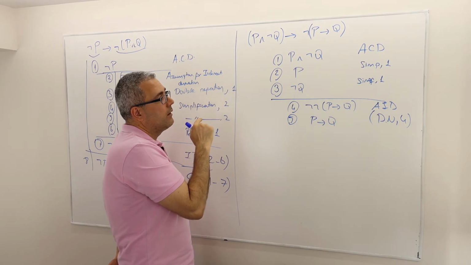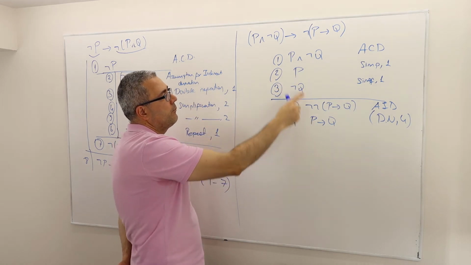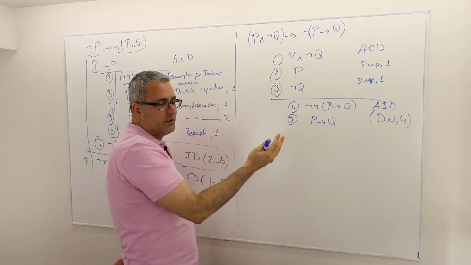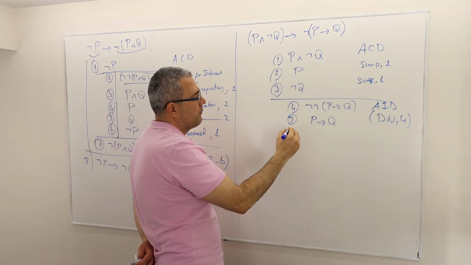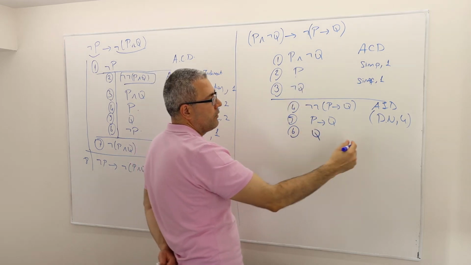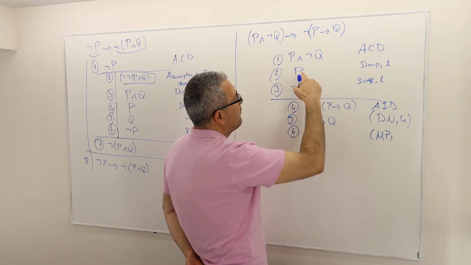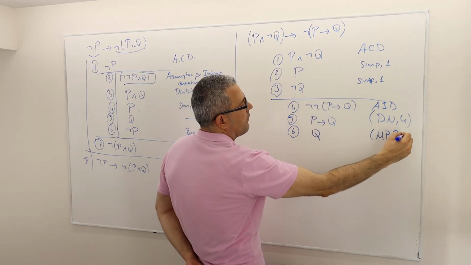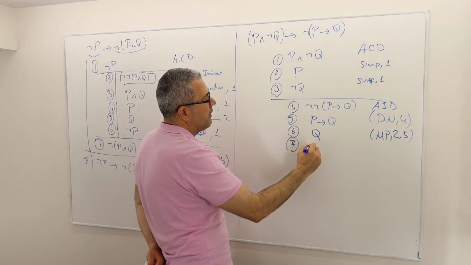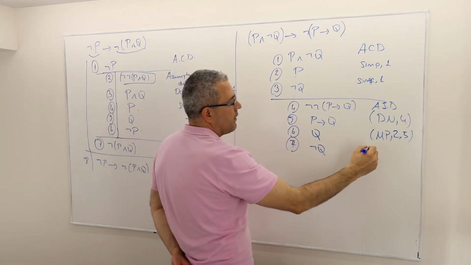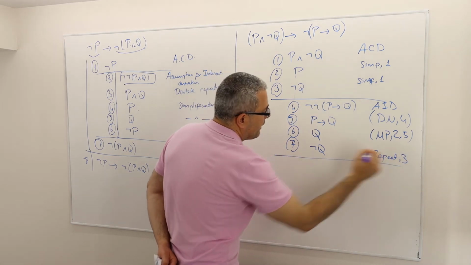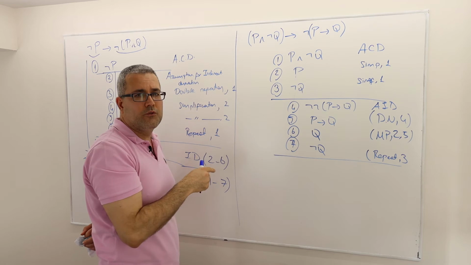What else? Well, you can either use modus ponens or modus tollens. Doesn't matter. You're going to reach a contradiction anyway. I'm going to use modus ponens. So in line 6, because P is true and P implies Q is true, Q must be true. Modus ponens between the arguments 2 and 5. All right, and then line 7, I'm going to repeat argument in line 3. So just repeat. So there you go. I have Q true, not Q true.